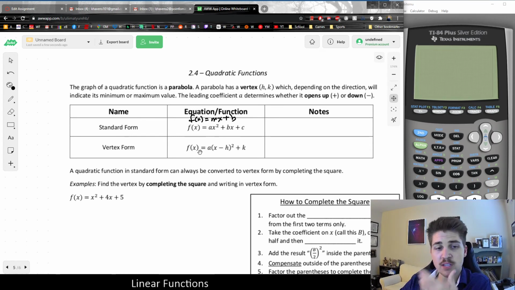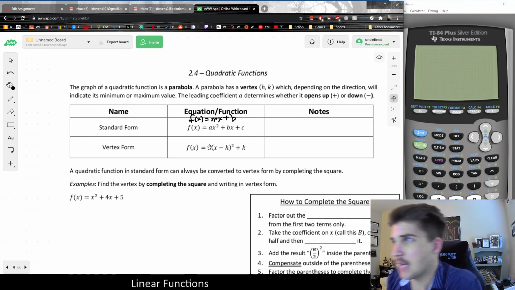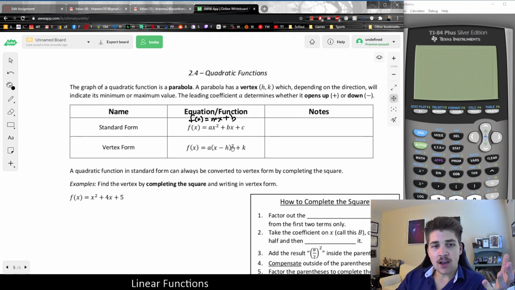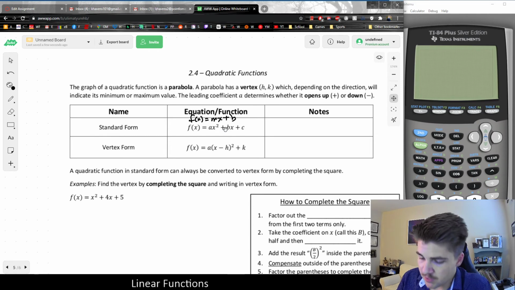Similar to vertex form, a is sort of like the slope of a parabola. It's not exactly the same, but it determines the steepness and the direction of the parabola, kind of like m does with a line. And h and k are sort of like point slope form, where you can plug in x1, y1 to get a specific point on the line. But with a parabola, h and k is a specific point, the vertex. So you can't plug in any point into the formula, but it's very similar.